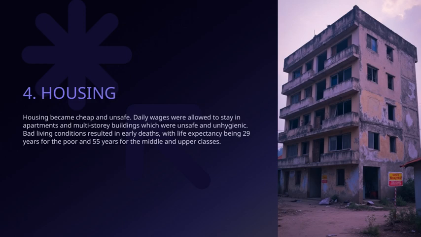This situation had serious consequences. The poor, who had limited options, faced early deaths because of these hazardous living environments. In fact, life expectancy for the poorest segments was around 29 years, which is alarmingly low. Meanwhile, the middle and upper classes who had better living conditions could expect to live up to about 55 years.